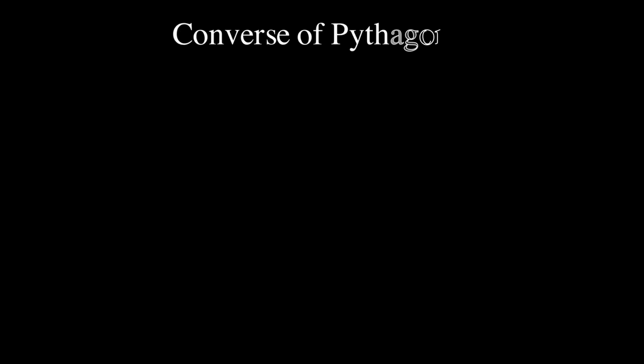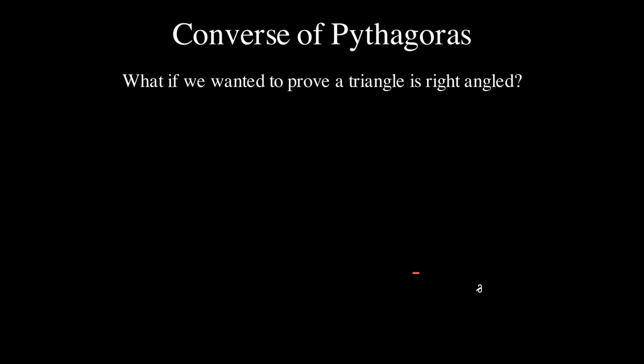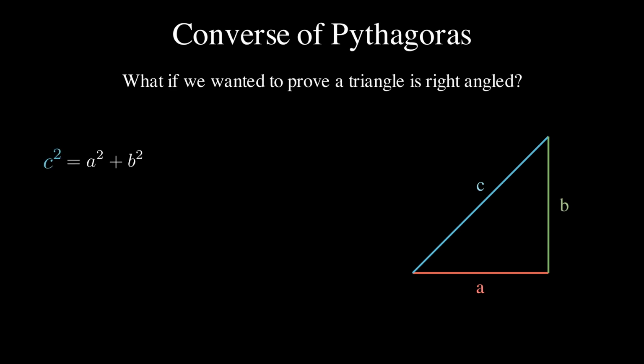So let's look at the converse of Pythagoras. This is used when we want to prove a triangle is right angled. So, same idea, draw the same triangle with A, B and C. This time we know all three sides.